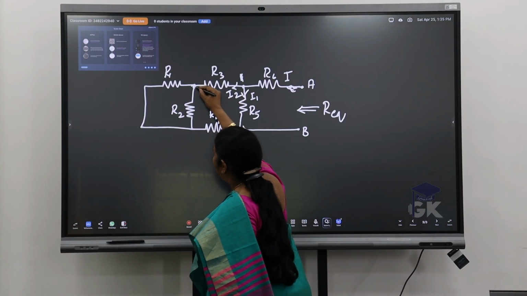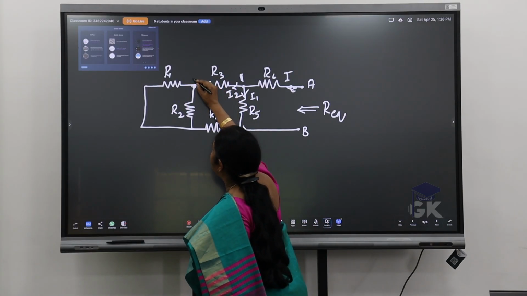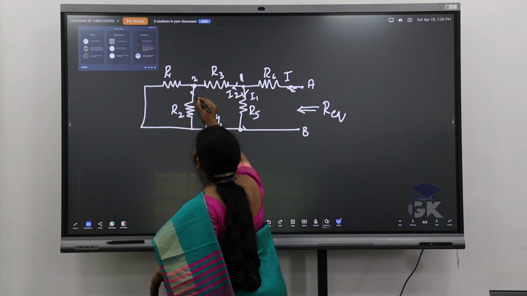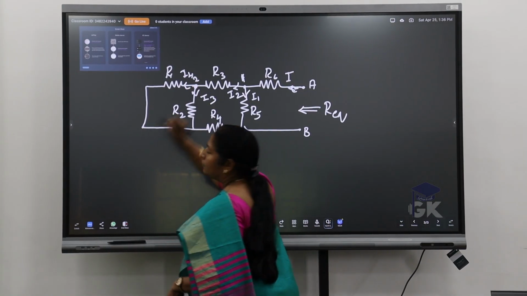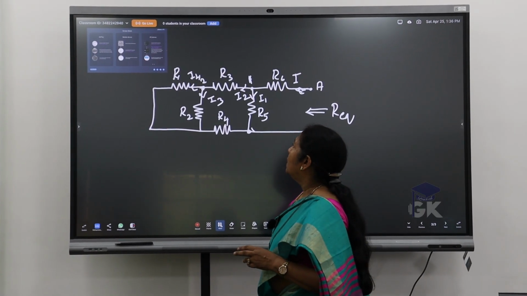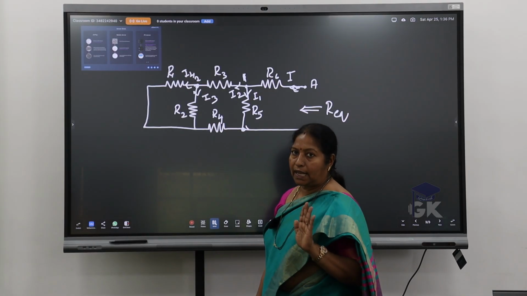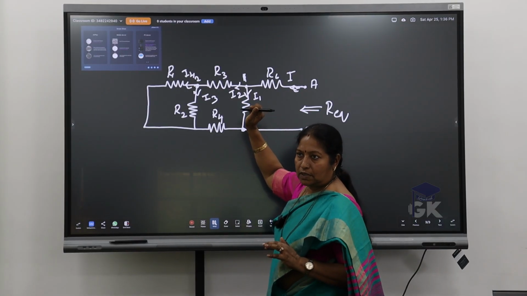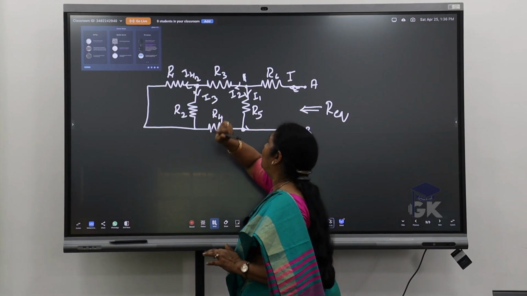I2 at this point again passes through R3, and at junction 2 it divides again into two branches. Let I2 divide into I3 and I4. Okay? It divides into two currents, I3 and I4. Now I2 is equal to I3 plus I4, correct? Similarly, I is equal to I1 plus I2. And the branch current I2 is equal to I3 plus I4.